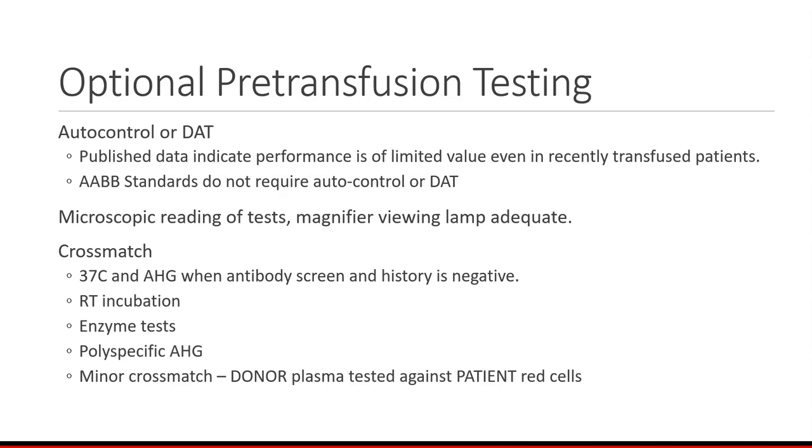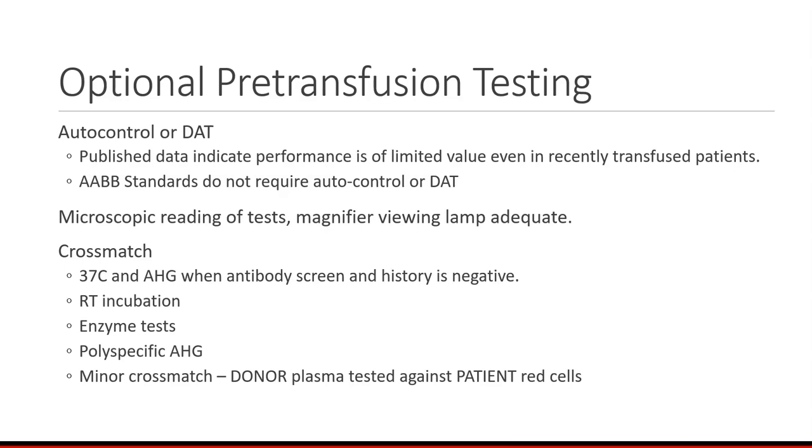Microscopic reading of the test. A magnifier viewing lamp is adequate, although a lot of transfusion services that do the tube test will use the microscope tube reader. I do this, especially for cord blood DATs, because it may appear negative macroscopically, even with the agglutination viewer, but microscopically you will see clumps.